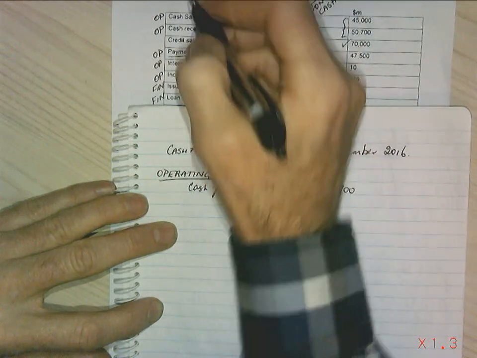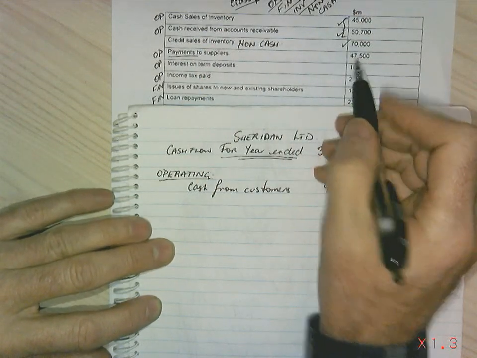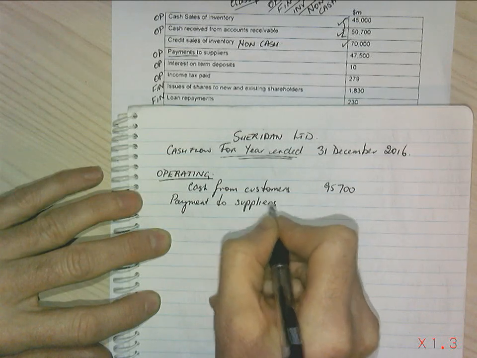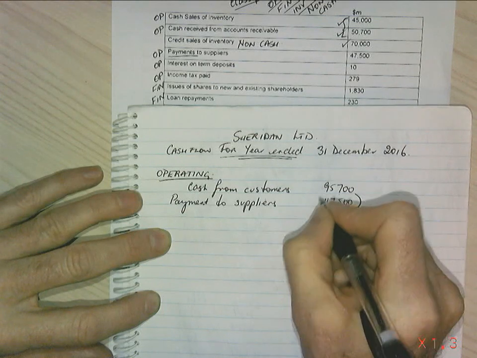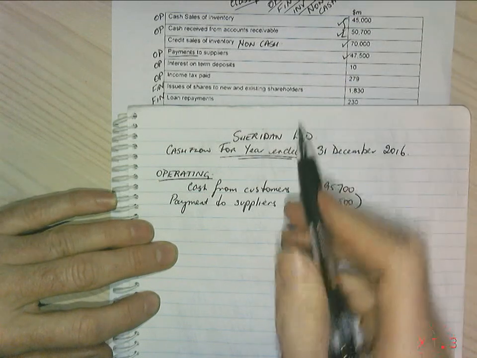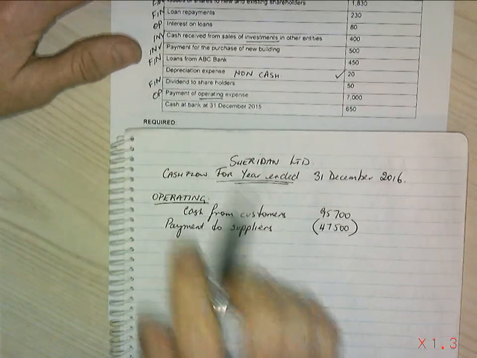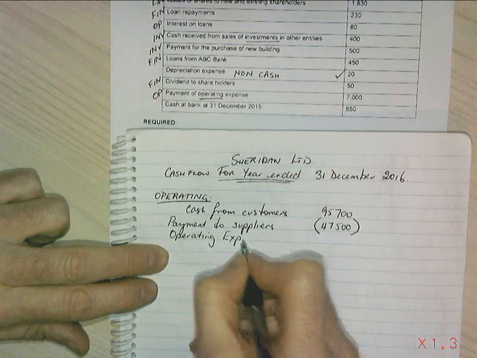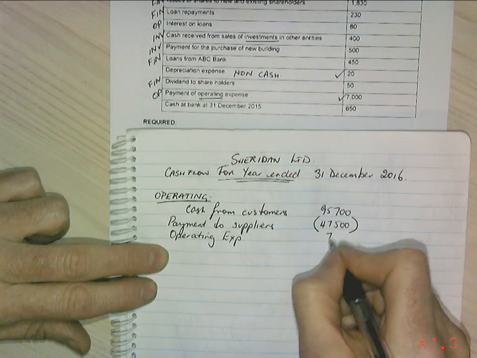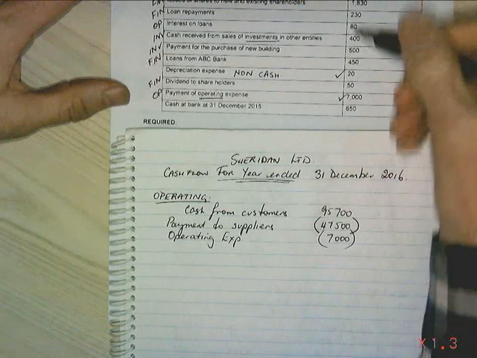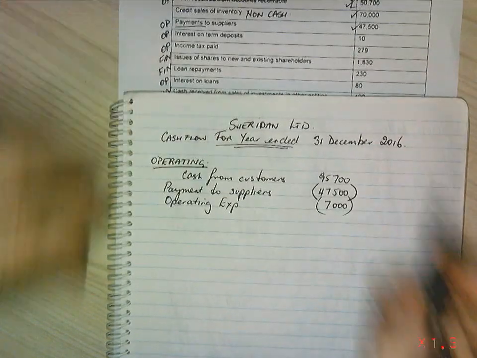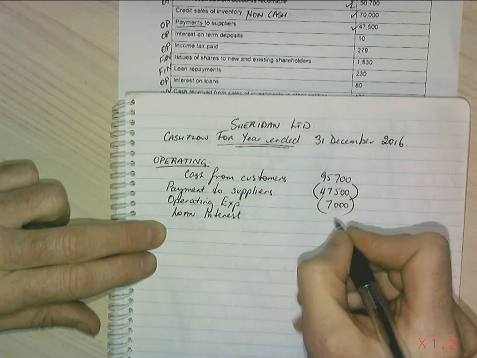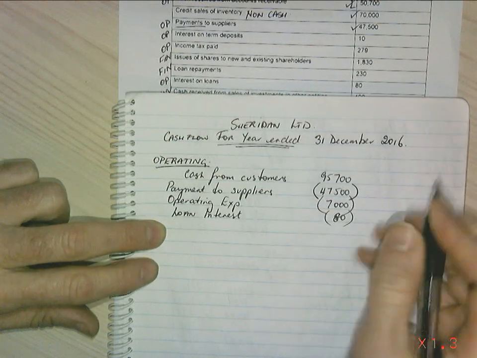Okay, let's have a look. Next one down, I'll tick off this one and this one. My next one down is payments to suppliers, and that's 47,500. Because it's a payment, I'm going to bracket it to indicate that I need to subtract it. Have I got any other big ones? I've got payment of operating expenses, which was 7,000. I'll outflow that one. I've got interest on my loans, which was 80. That's an outflow as well. Tick that one off.